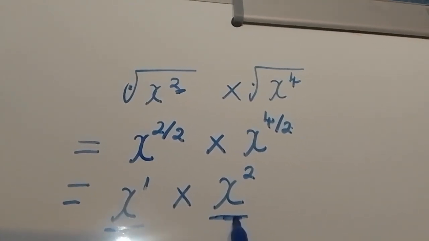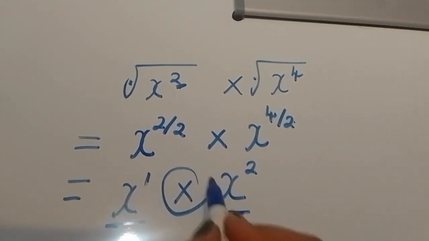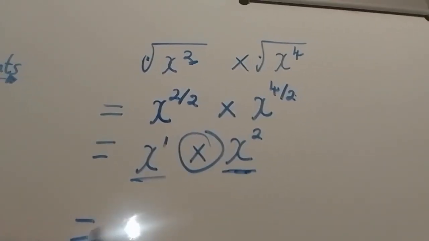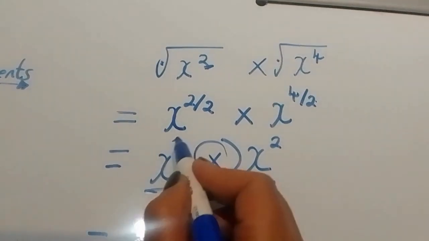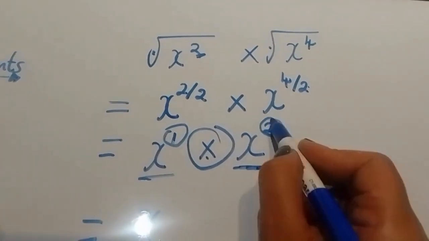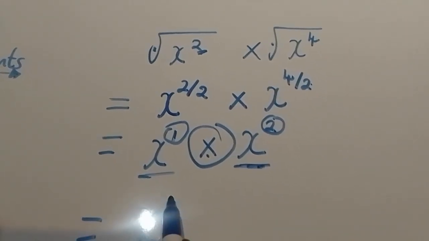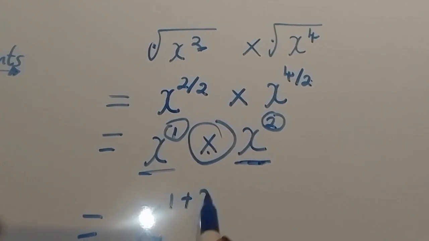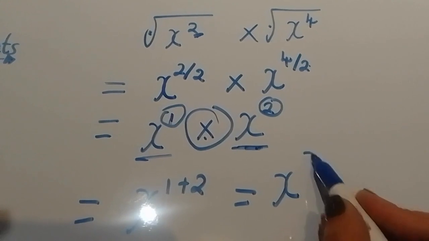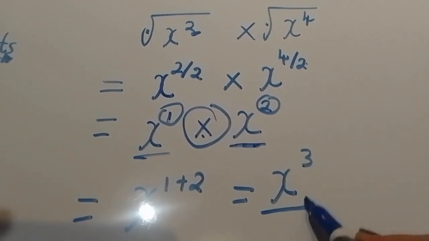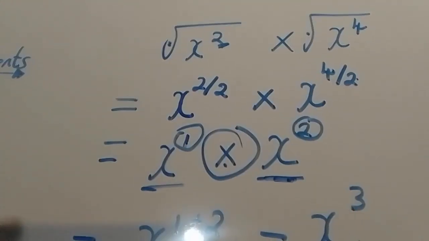Notice, same base x with a multiplication in between. Then the law says we have to take base x. Because it's a multiplication, then we add the exponents. So this will be x to the power of 1 plus 2, and the answer will be equal to x to the power of 3, or x cubed.